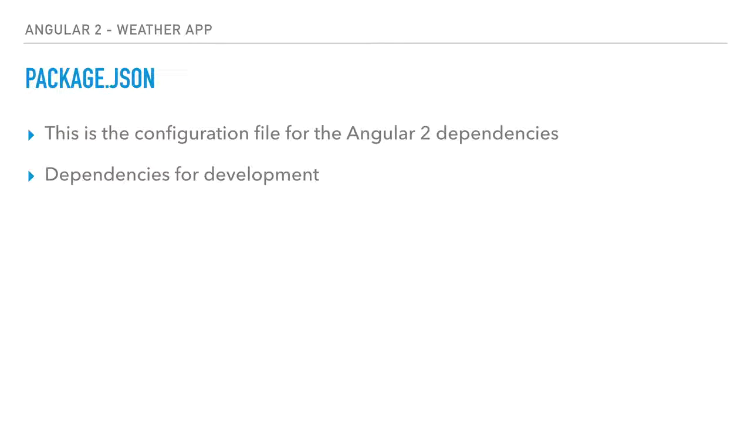So the first thing that we should know about is the package.json. This is a configuration file where we tell npm, node package manager, which are the dependencies of our project. So in our case, we need to tell npm which are the libraries that Angular needs to load. Also, we specify in the package.json the dependencies that we need for development, like it could be Karma, Jasmine, TypeScript, and so on.